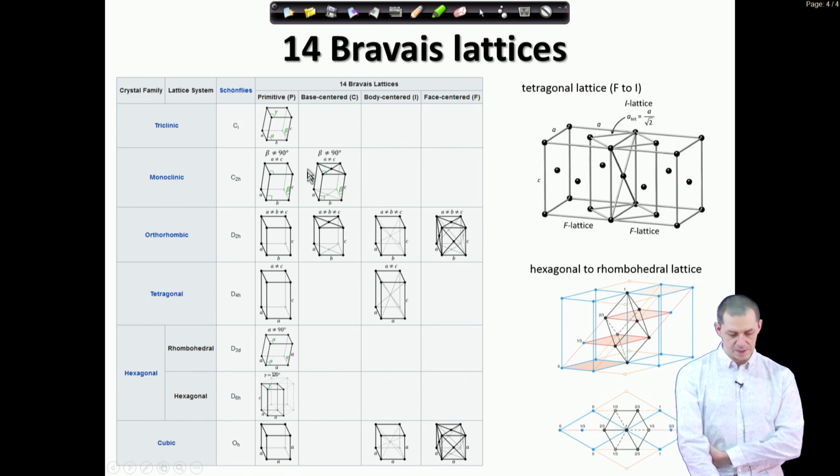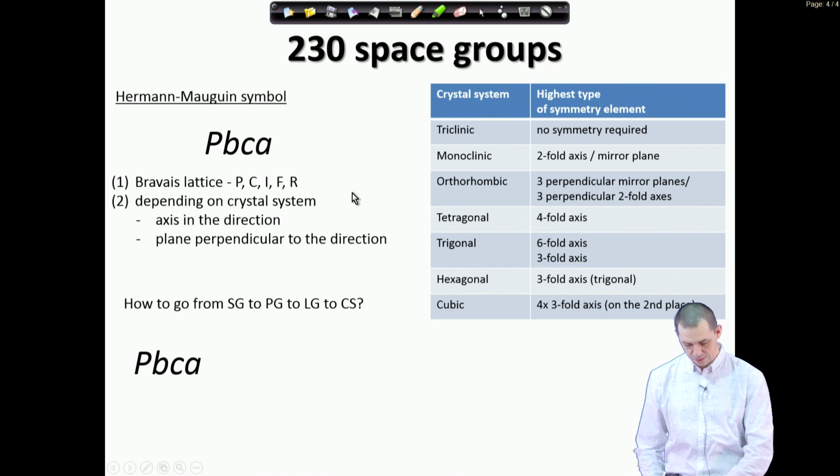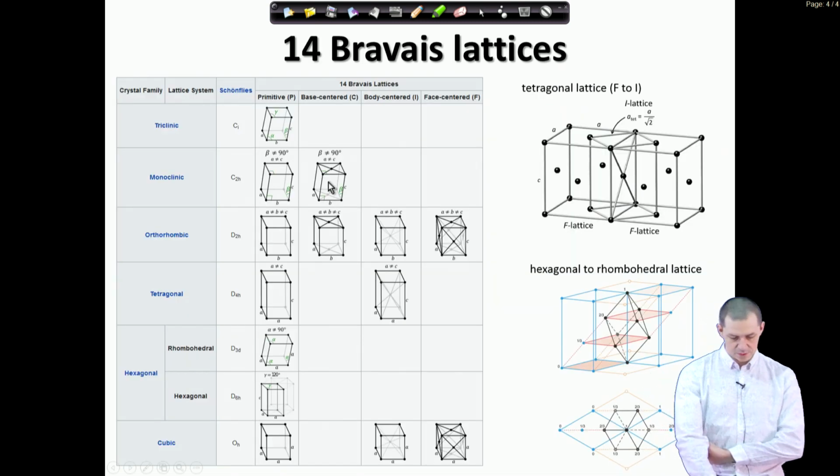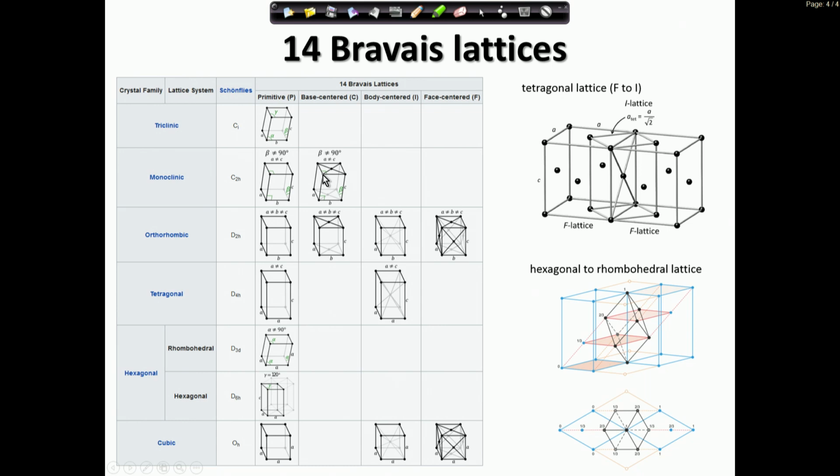So this means that if you have an atom in a certain relation to this point, there will be an equivalent position here, but also in the center of the base of the unit cell. And this is called a C-centered unit cell or C-centered lattice. And C is because this plane where the centering appears is facing the C direction.